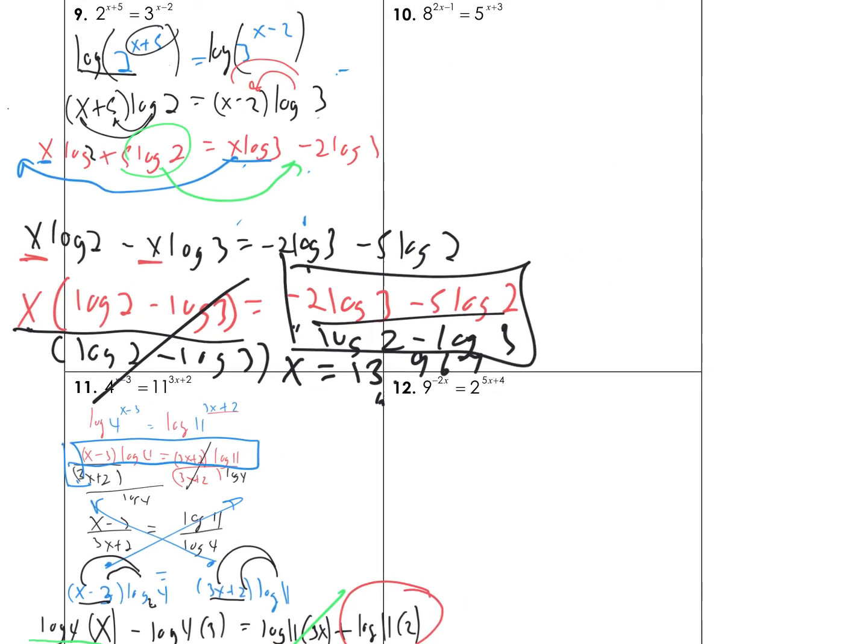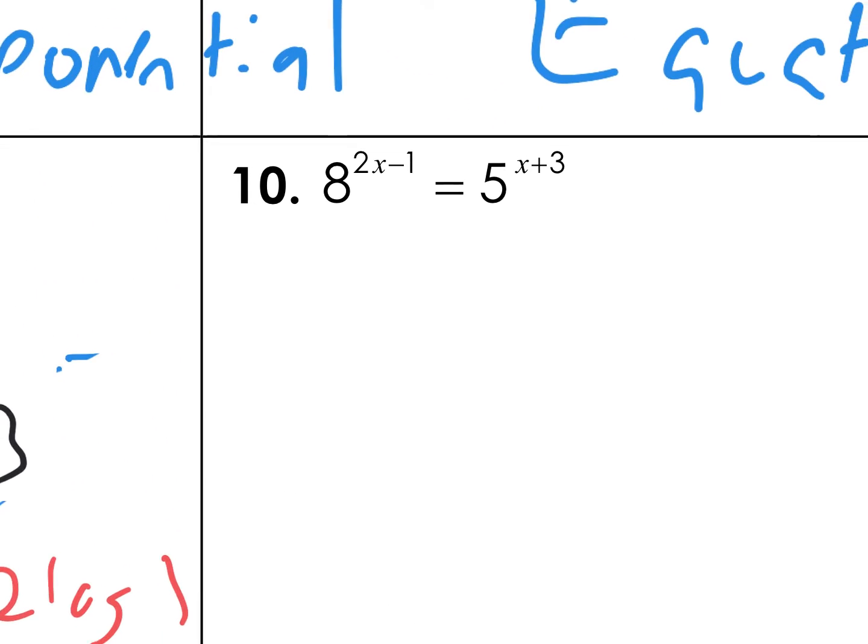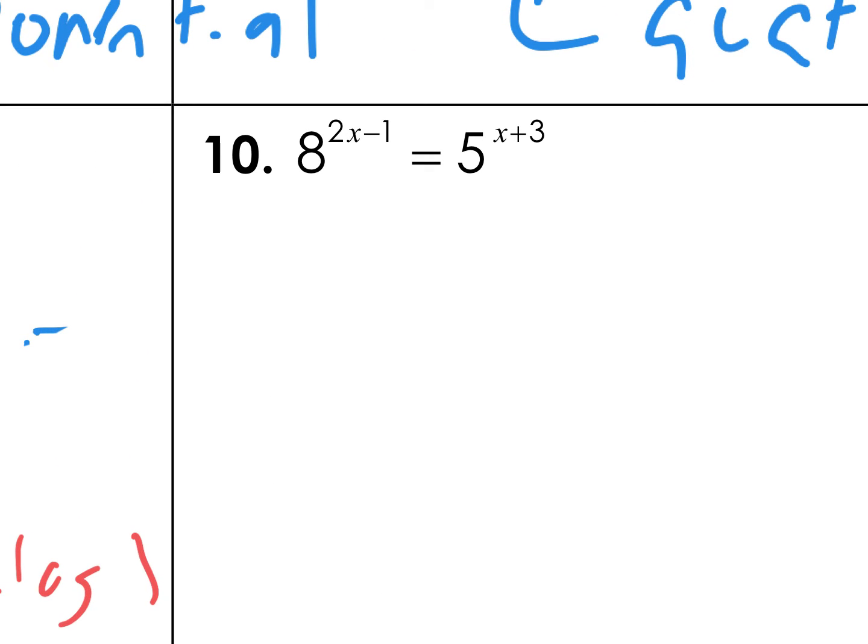As promised, let's do one where I don't use the log base 10. Why don't I just natural log both sides?